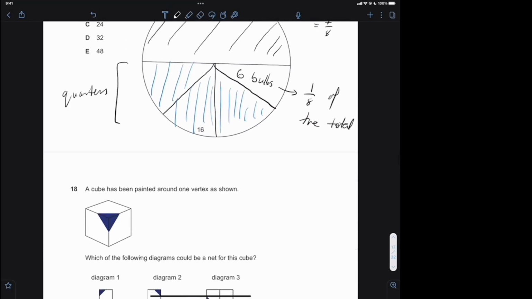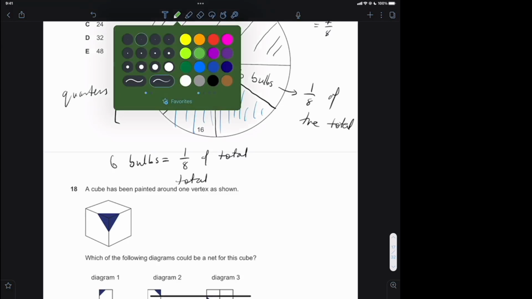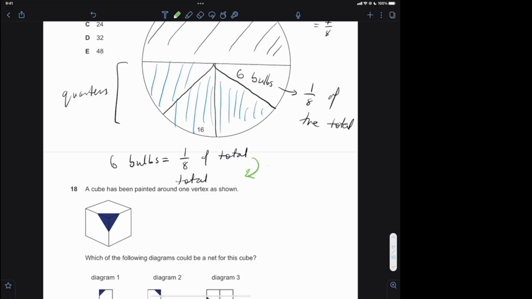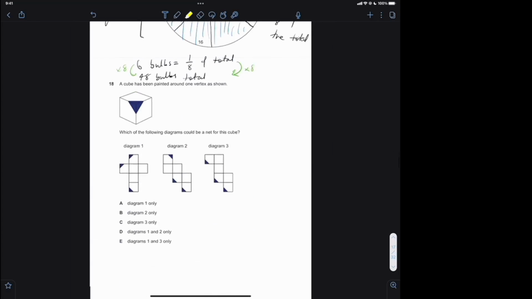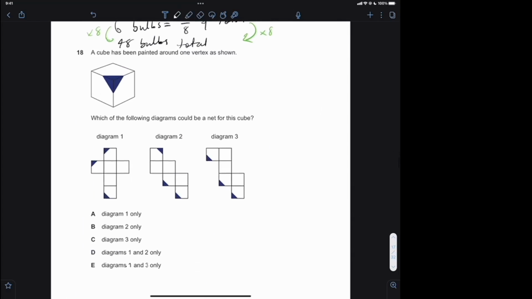And so the 6 bulbs equals 1/8. So in order to find the total, you just have to times by 8. If 6 is 1/8, times by 8, times by 8, we have 48 bulbs here. Okay? So, the answer there is going to be E. The original number was 48 bulbs. Alright, question 17, done. Question 18.